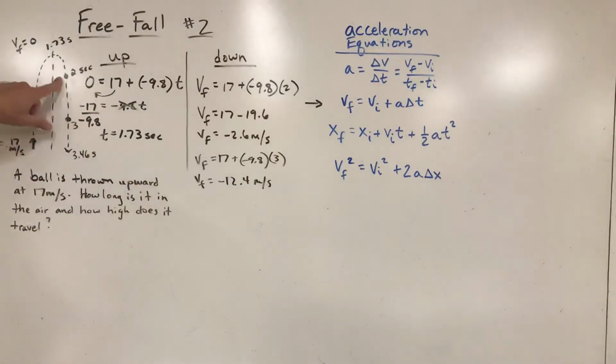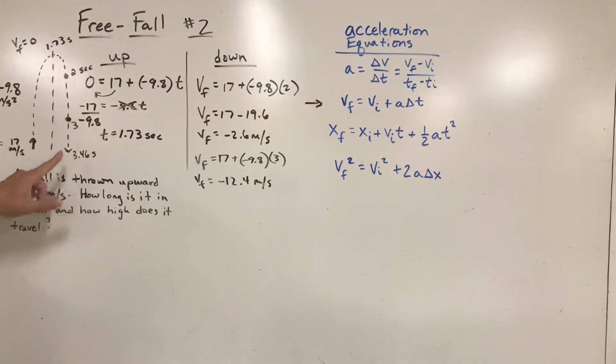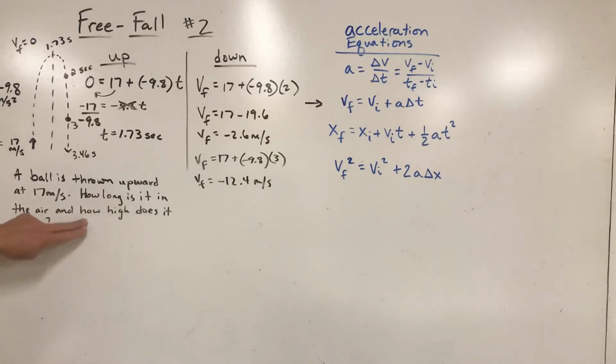So from here it's going negative 2.6, down here it's going negative 12.4. Basically, anywhere along this path, if I have things labeled consistently, I can plug in a time, a little snapshot there, and tell me exactly how fast it's going. Okay. Now what we haven't got to is how high it actually travels.